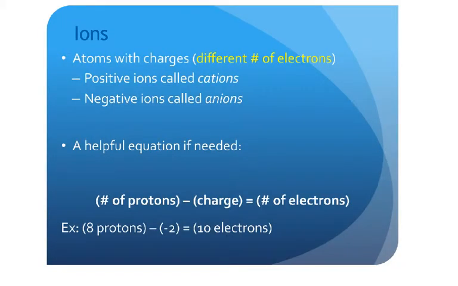That also now leads us to ions. Isotopes were atoms of the same number of protons but different number of neutrons. An ion, on the other hand, is now looking at an atom with a charge, not necessarily a change in mass. For this reason, we're looking at atoms that have the same number of protons but different number of electrons.